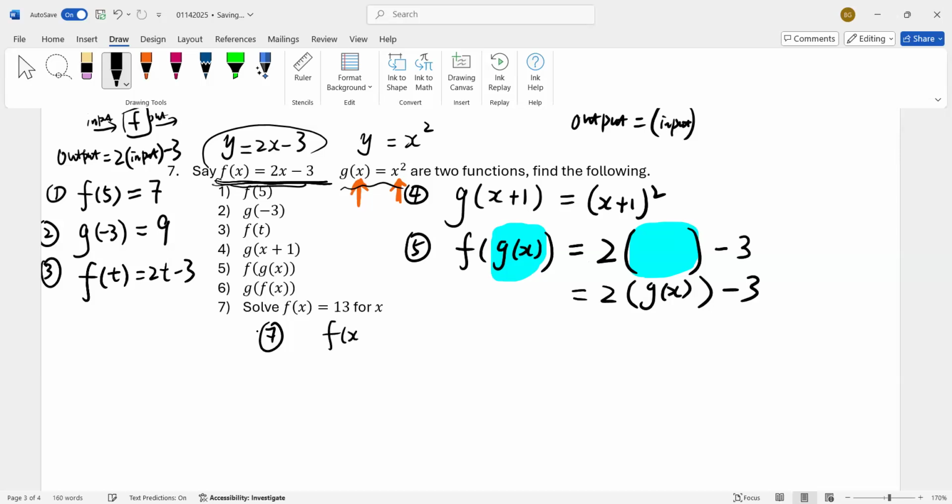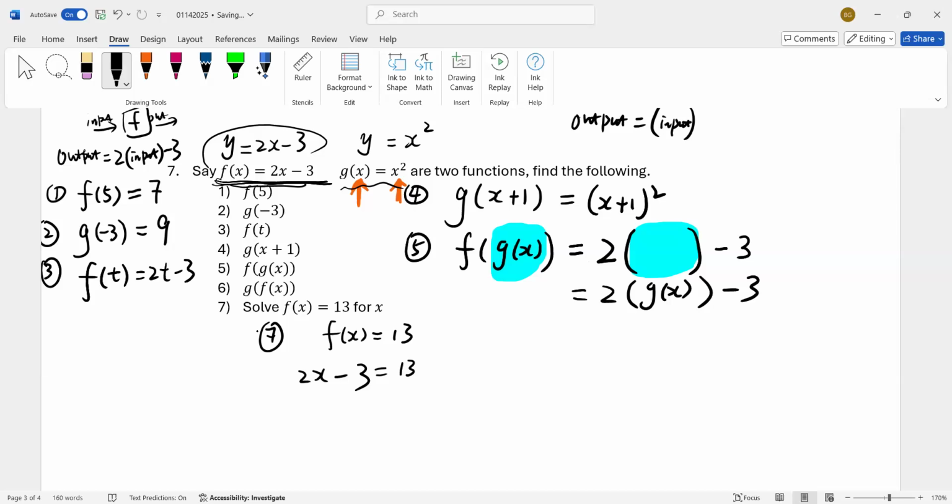So we know f of x equals 13, means the output is 13. We want to know what's the input. Well, you don't have to struggle too much. F of x is given as 2x minus 3. We can just solve the equation, right?